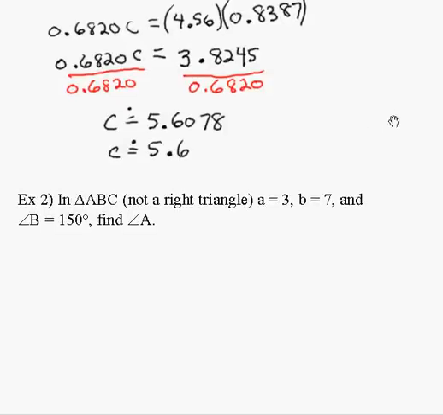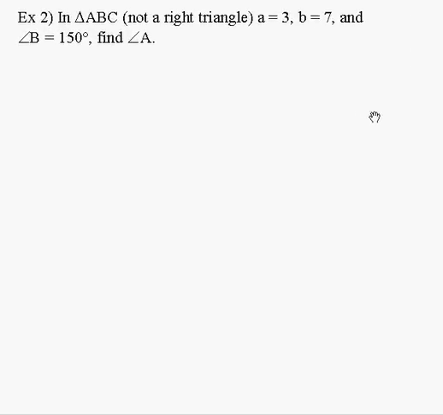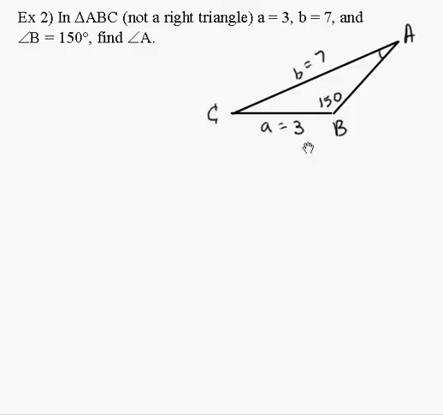All right, let's look at another example. In this particular case, we've got triangle ABC, which is not a right triangle. We know that side A, which is 3, is opposite angle A. Side B, which is 7, is opposite angle B, which they told us is 150 degrees. And they want us to find angle A.